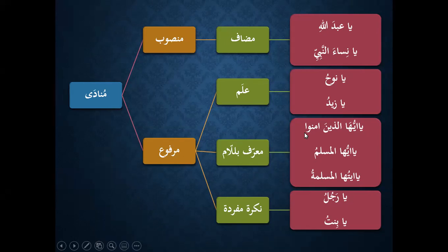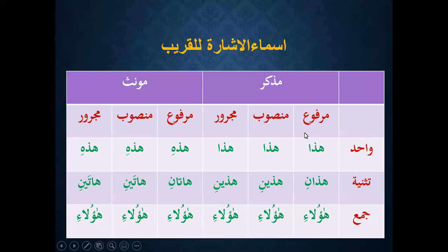Okay, just a brief summary of that. Then we talked about and discussed this issue of asma'ul ishara. Asma'ul ishara, another type of ma'rifa. And you have of qareeb and of ba'id, of nearness and of far.